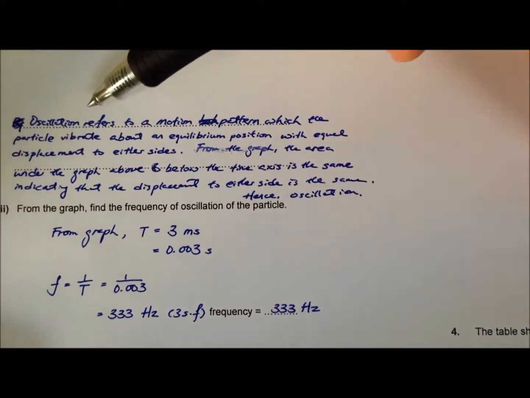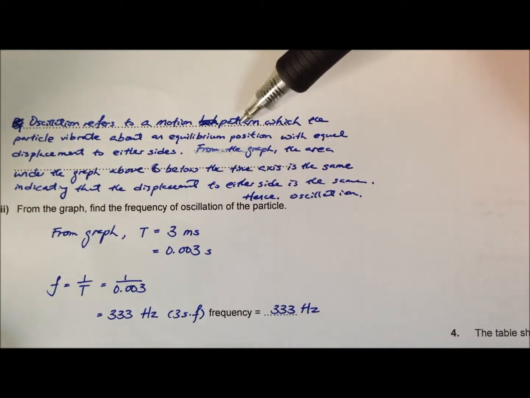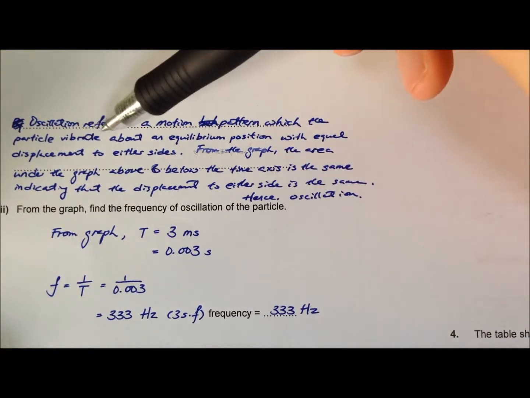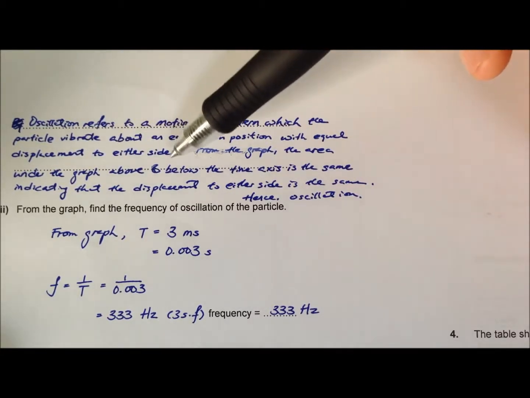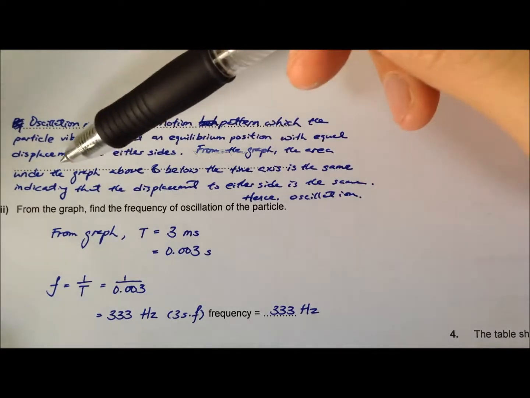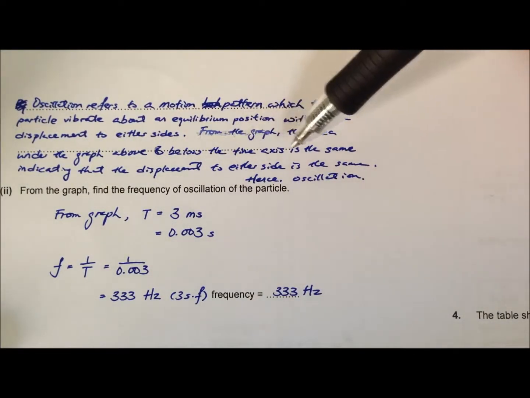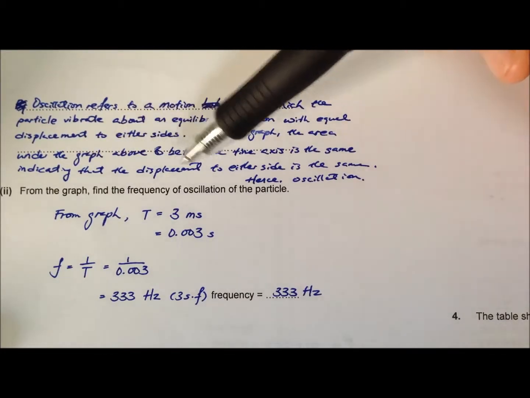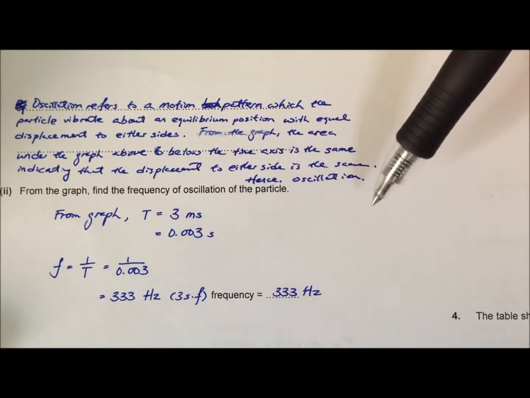Yeah. So now that you have this concept, put it in words. So first, define what is an oscillation. So an oscillation refers to a motion pattern in which the particle will vibrate about an equilibrium position with equal displacement to either side. So from the graph, the area under the graph above and below the time axis is the same. So this indicates that the displacement to either side is the same, and hence it is an oscillation.